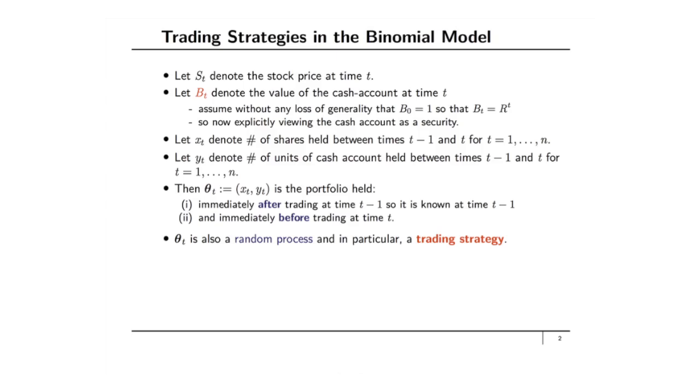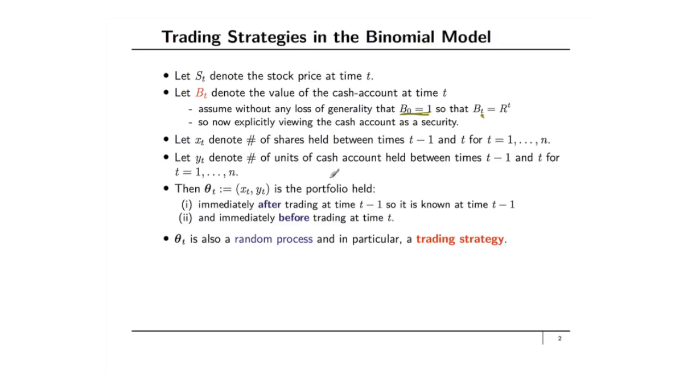We haven't spoken about B_t before, but it's always been there in the background where we spoke about the gross risk-free rate, R. So what we're going to do now is formally recognize that as a security. We're going to start off at time 0 with B_0 equals $1. So this is the value of the cash account at time 0. And then the value of the cash account at time t is simply R to the power of t. So it's just a deterministic security that grows by a factor of R in each period. Okay, so now we're explicitly viewing the cash account as a security.